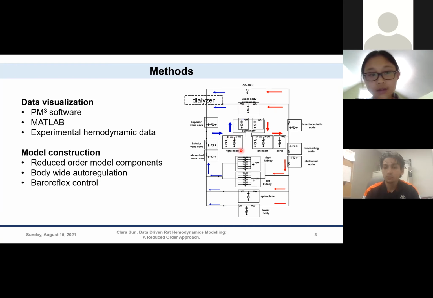In addition, clinical measurables personalized to each rat will be optimized using model algorithms, and these will be used to estimate model parameters. I would like to note that this schematic was adapted from our human circulation model and is just a representation of what we intend for our rat model to look like.